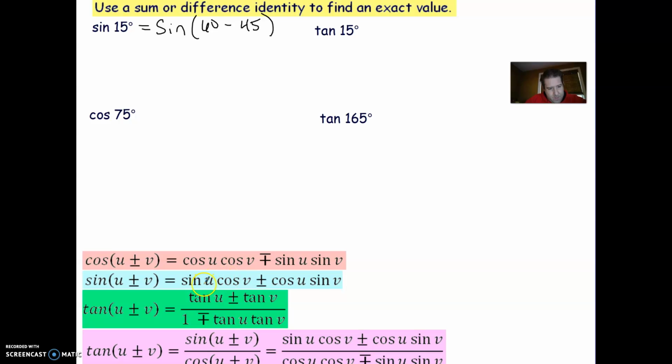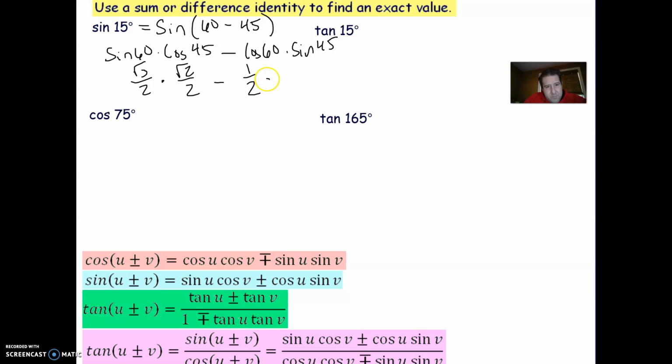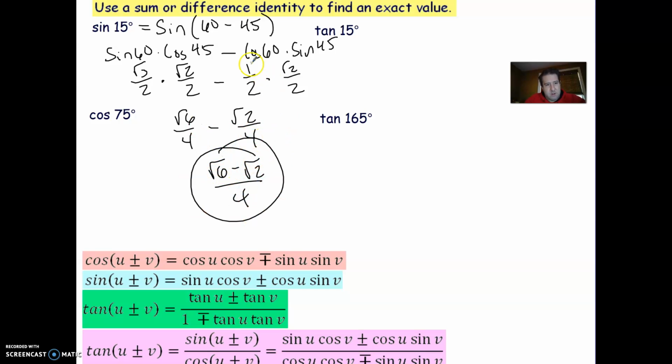So using sine, that would be sine of u, sine of 60 times cosine of 45, minus, because it stays the same, cosine of 60 times sine of v, sine of 45. And then I work it out from there. So sine of 60 is square root of 3 over 2 times cosine of 45 is square root of 2 over 2, minus cosine of 60 is 1/2 times sine of 45, which is square root of 2 over 2. Okay, so now this becomes square root of 6 over 4 minus square root of 2 over 4, and that simplifies down to just square root of 6 minus square root of 2 over 4, because they're both over 4. And that's your answer for this question.